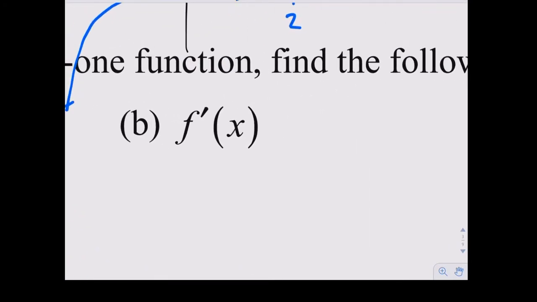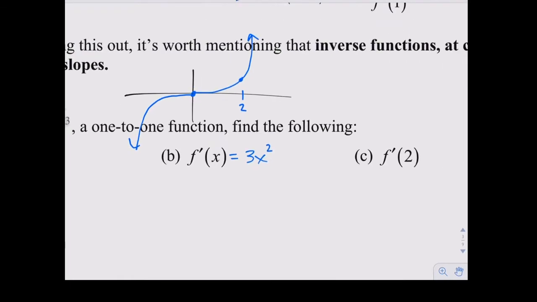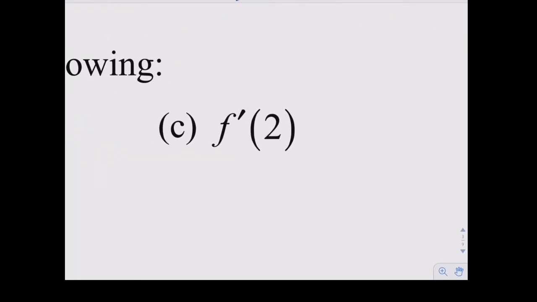What's f prime of x? Well, f prime of x, if f of x is x cubed, is 3x squared. Nice. That'll allow us to find the slope of the graph at any given point. I wonder what the slope is at 2. Well, that's what part C is asking us. f prime of 2 then is going to be 3 times 2 squared, which is 12.